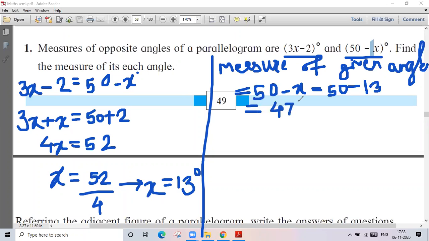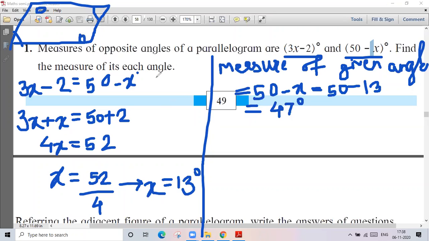Equal to 47, right? That is your half. So we got two measures. Both angles are 47, right? If we see here, both the angles are 47. This is also 47 and this is also 47, right? But we need to find out these two angles also.